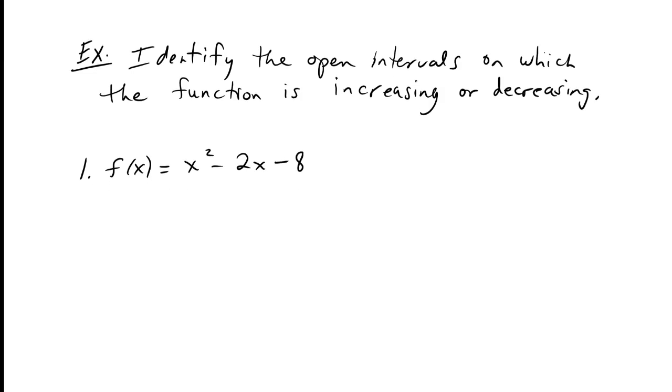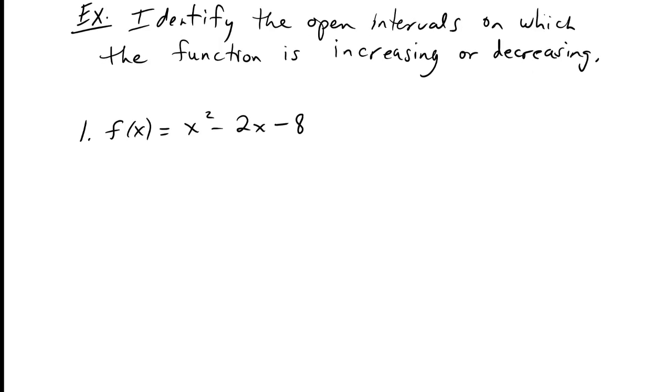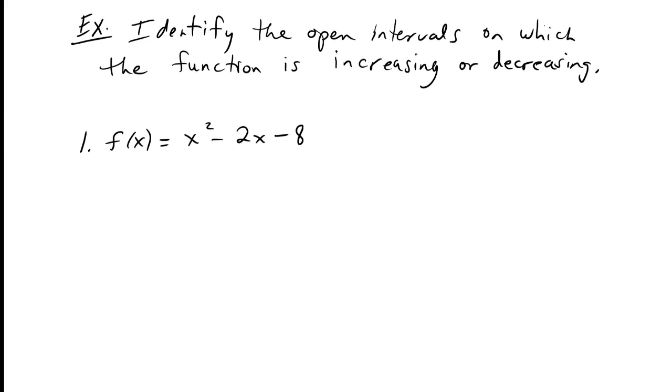Now let's see how we use it in an example. Identify the open intervals on which the function is increasing or decreasing. In order to do this, we're basically going to try and find out where the derivative is positive, where it's 0, and where it's negative, and that'll tell us everything. So we're going to need the derivative. That's simple enough here. f prime of x is 2x minus 2, or in other words, 2 times x minus 1.